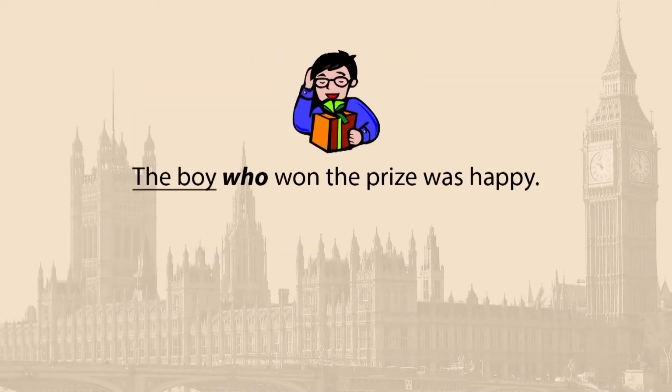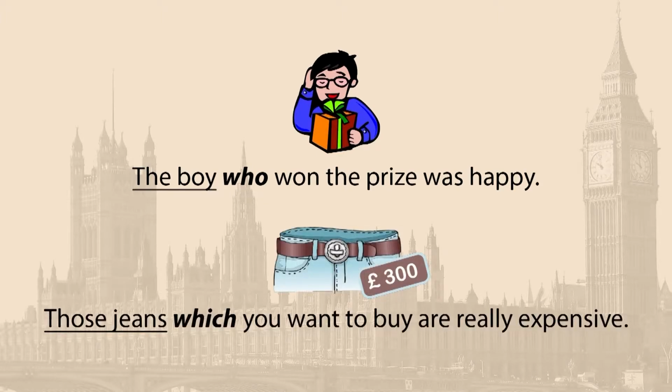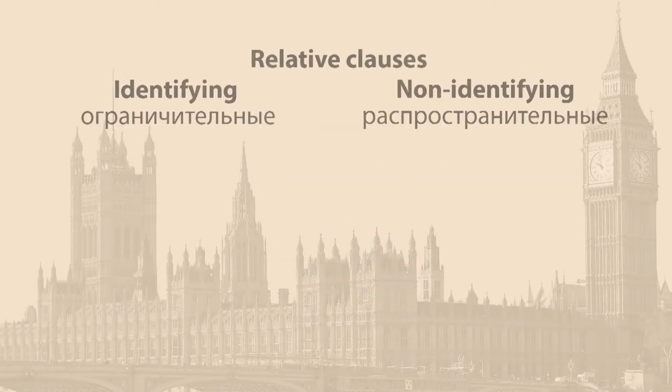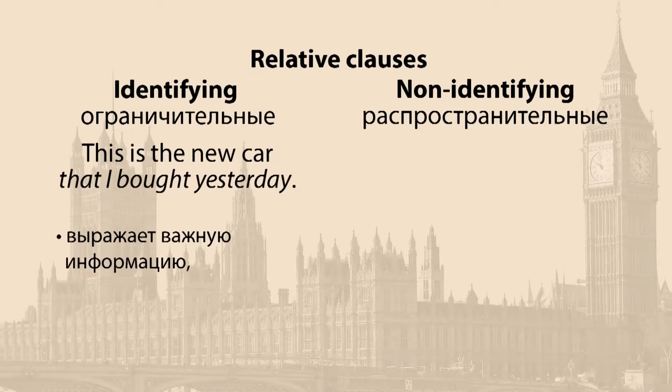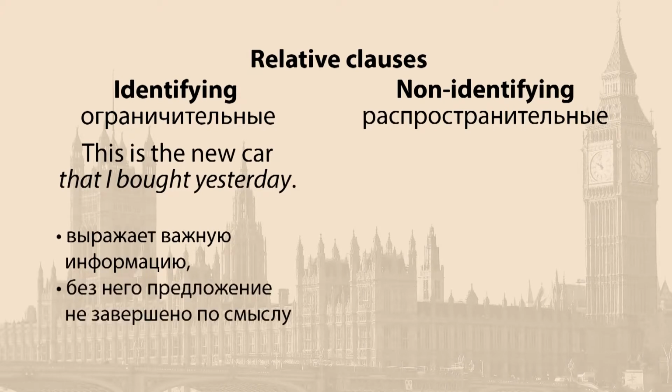The boy who won the prize was happy. Those jeans which you want to buy are really expensive. Relative clauses can be identifying or non-identifying. Identifying clauses give essential information. The sentence will not be complete without them. This is the new car that I bought yesterday.